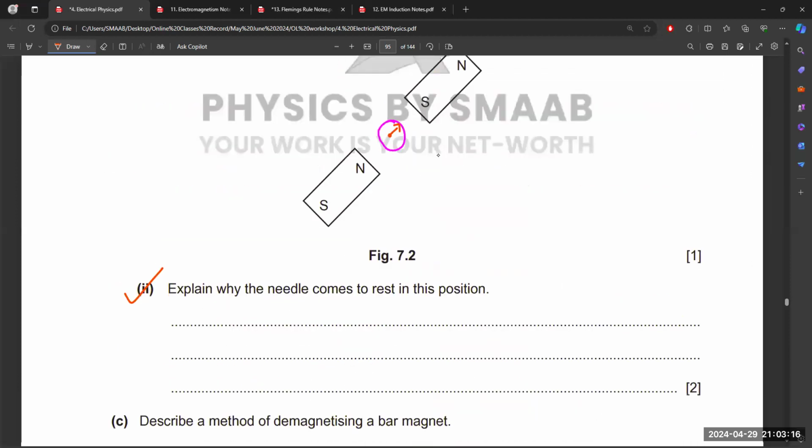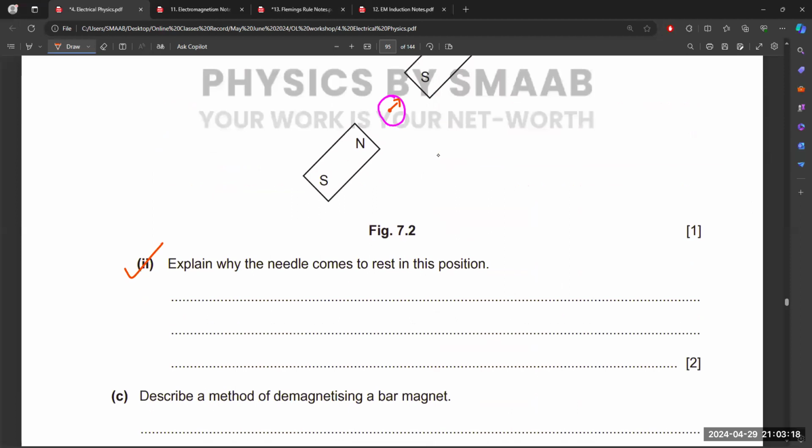The same happens with the needle of the compass: the north pole of the needle of the compass is attracted towards the south pole.